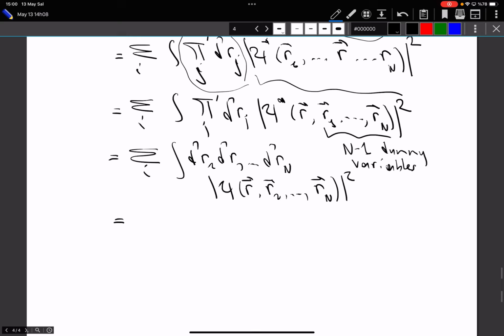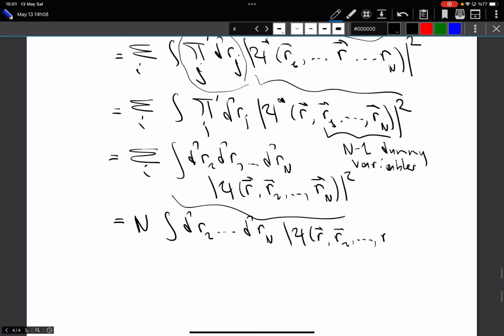Let me also write this. You see, all of these terms are the same. It doesn't depend on i anymore. This is just n. This is what I call the density of particles.